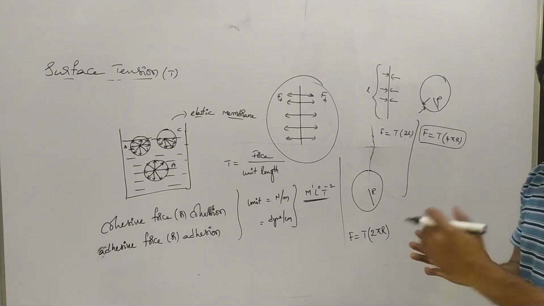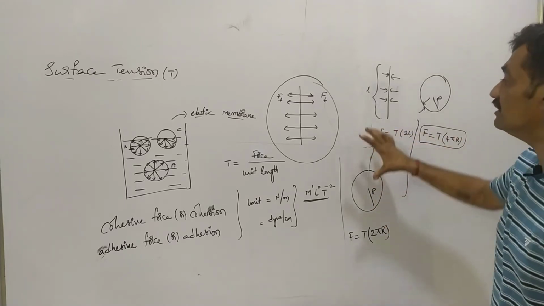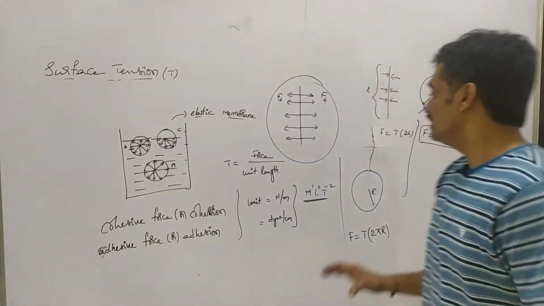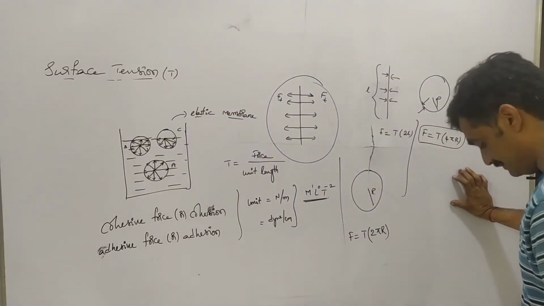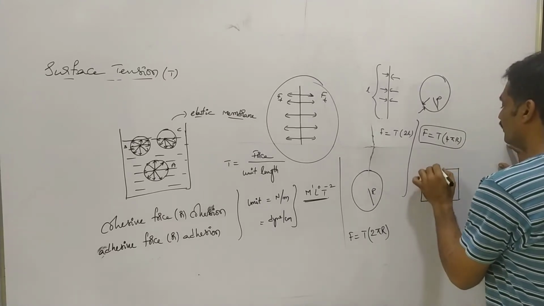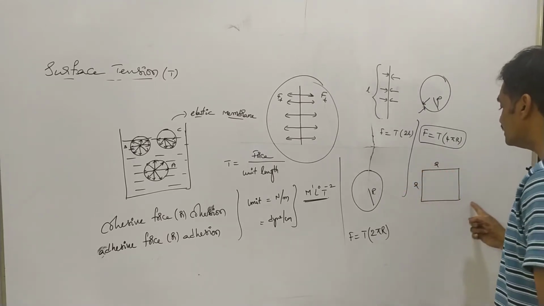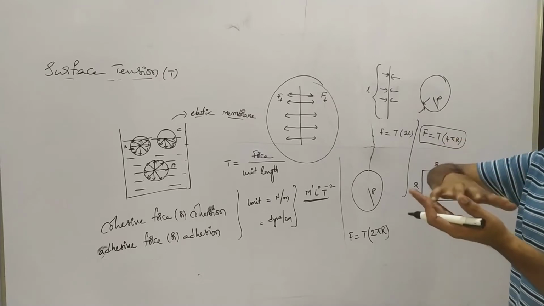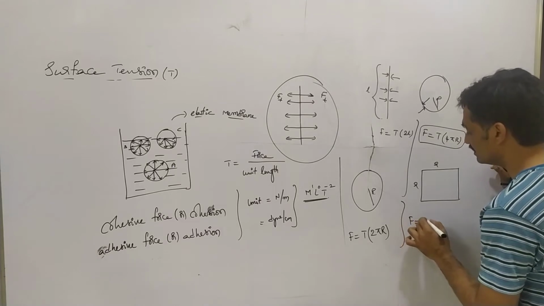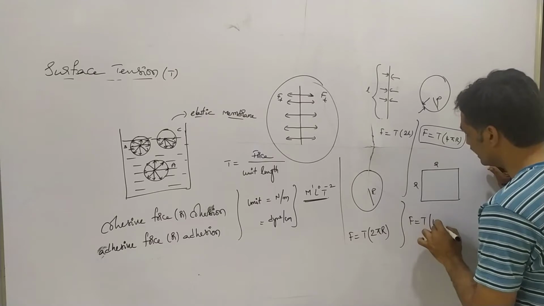In this way we can represent the force acting in the case of different bodies when they float on the surface due to surface tension. Similarly, if we consider a square of side A, the force acting on this square when it is floating on the surface of a liquid is given as F equals T into the perimeter of this square, nothing but 4A.